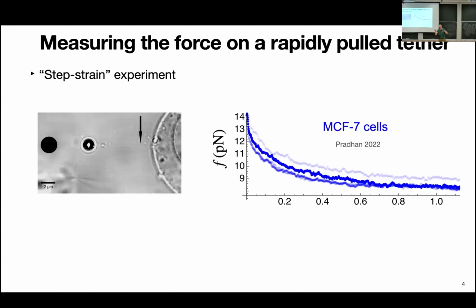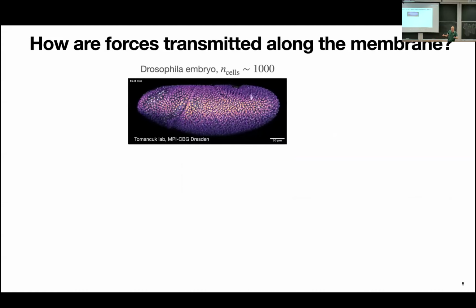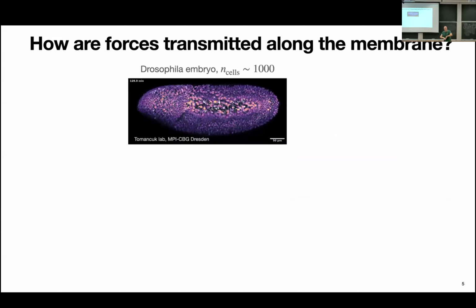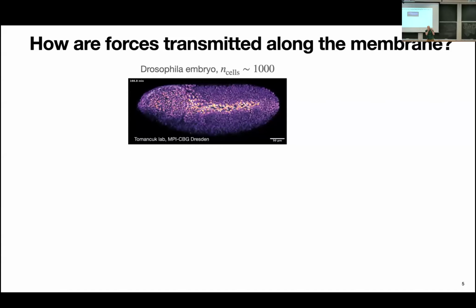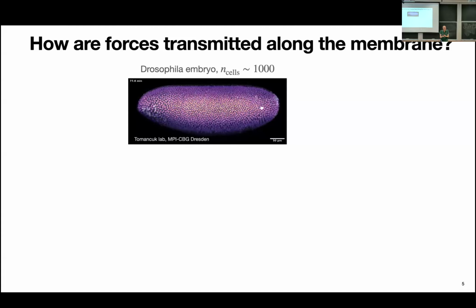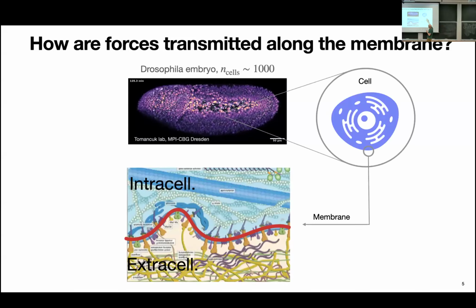So I'm going to try to frame it in a slightly bigger context, which is as follows. This is a movie of an embryo during development. There are about 1,000 cells there. As the embryo is developing, each cell is deforming, moving, dividing, and during all those processes, the membrane has to dynamically adjust to, say, a volume constraint or an area constraint or whatever. So let's just zoom in, a cartoon of a cell.